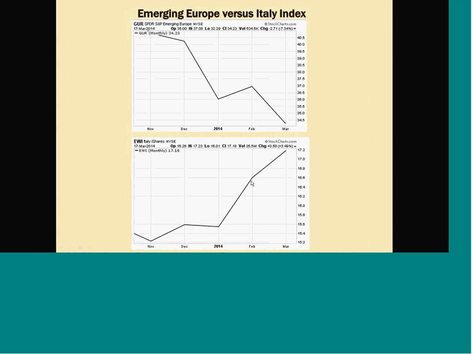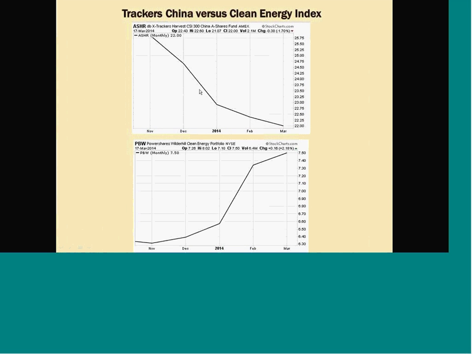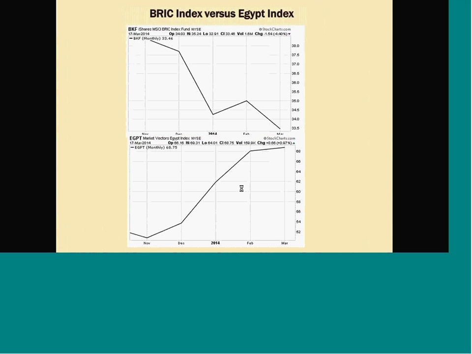Here's another example, severe bear market. This is in the Trackers China Fund, and the bottom one here is the Clean Energy ETF. So again, you can see there's always a bear market and there's always a bull market somewhere. Here's one more example. This is the BRIC index, Brazil, Russia, India, and China in a bear market, and the bottom price chart here is of the Egypt ETF. So again, another strong bear market and another strong bull market.